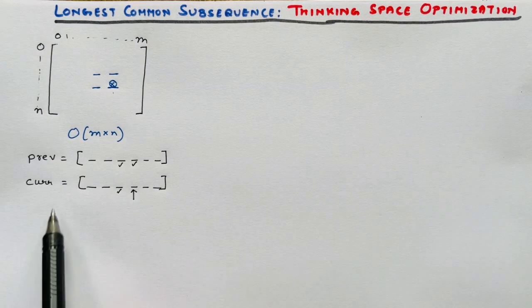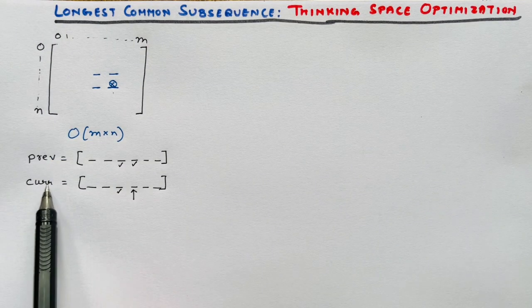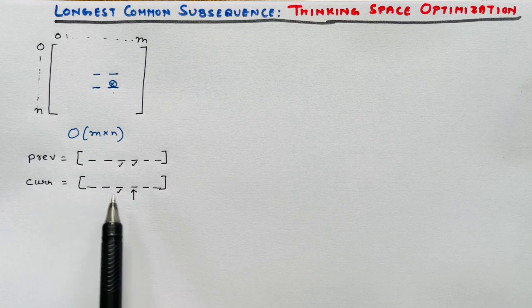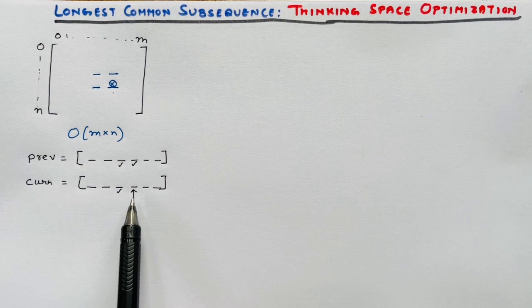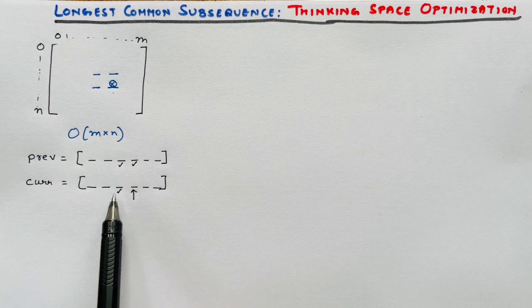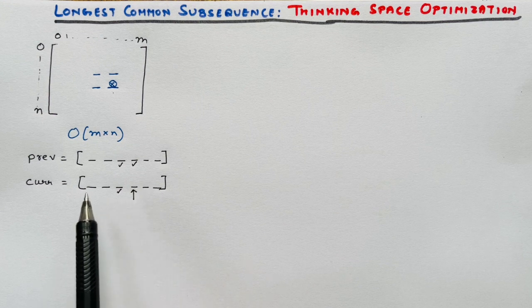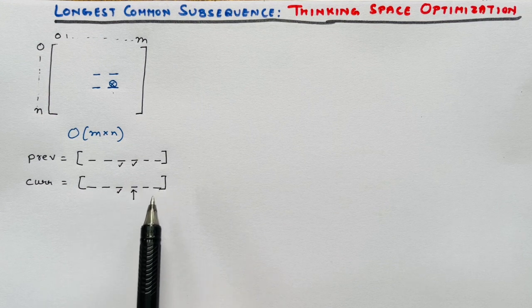So our two rows can be previous and current. Current will be the row that we are currently filling. So let's say we are filling this element, the value at this element. Then what will be the three x, y and z on which the value at this element will be dependent? This will be our new x, this will be our new y, and this will be our new z. So we can fill the value of this element. Similarly, we can fill the value of the whole current row.